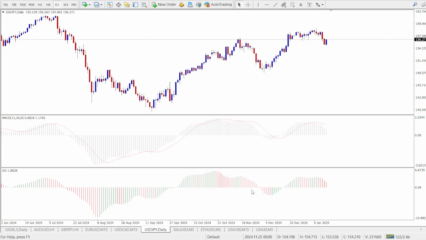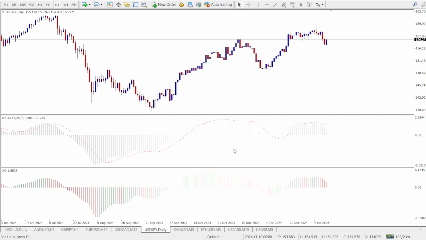The MACD is short for Moving Average Convergence Divergence. Then AO is short for Awesome Oscillator. Now, individually, they are powerful. They can be effective. But when combined, they offer a comprehensive view of the market. By the end of this video, you will learn how to set up, interpret, and use these indicators to improve your trading strategy. So let us start by understanding the indicators.